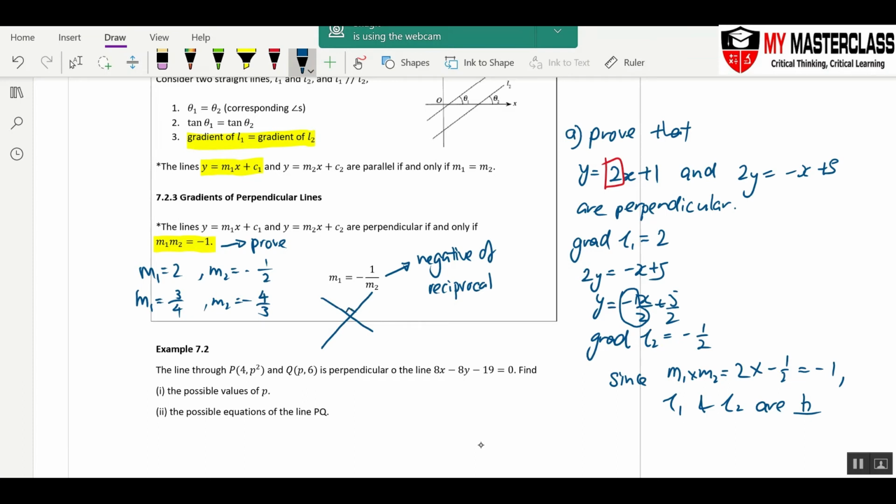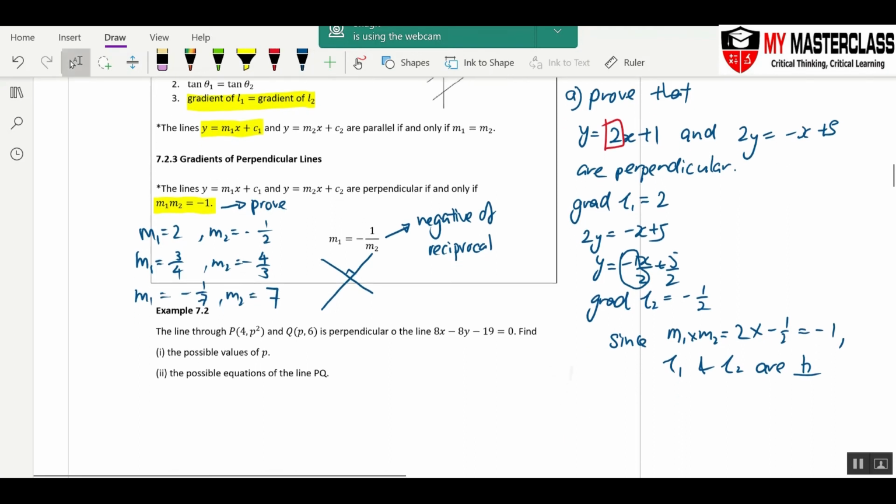Same thing, if m1 is equals to, let's say, -1 over 7, my m2 is equals to, flip the numerator and denominator, it will become 7. We remove the negative sign. So this is how you do for perpendicular line.